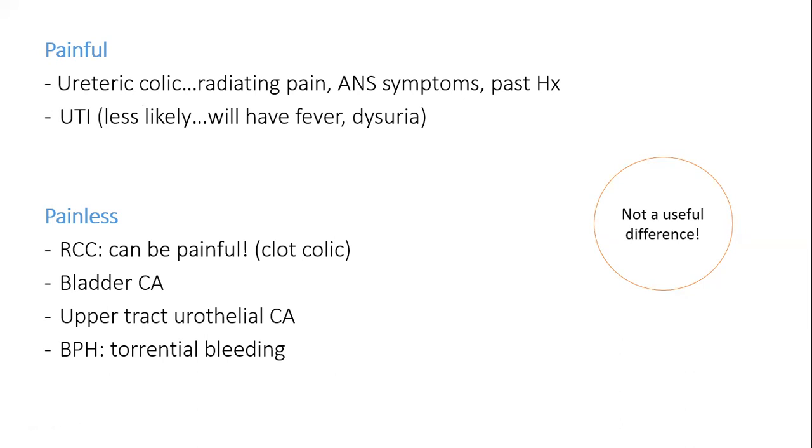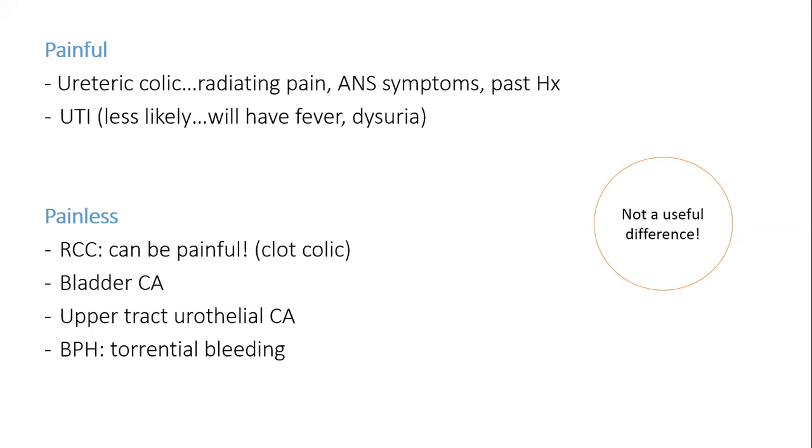And then if you talk about painful causes, the first thing to suspect is ureteric colic. One reason is because it's very common. Another is because the history will be quite classic. There's a radiating pain from the loin to groin, which we all know if it's a ureteric colic. And then the autonomic nervous system symptoms, like vomiting, will be with a ureteric colic.